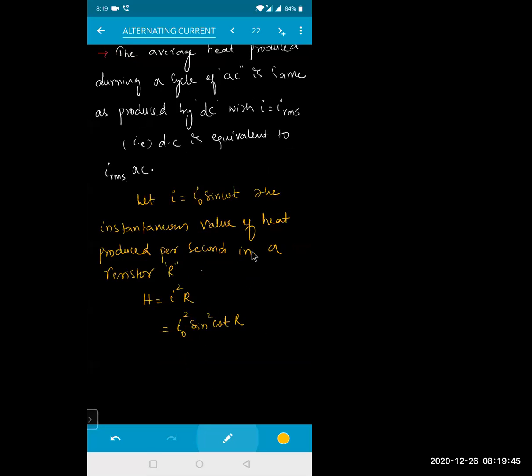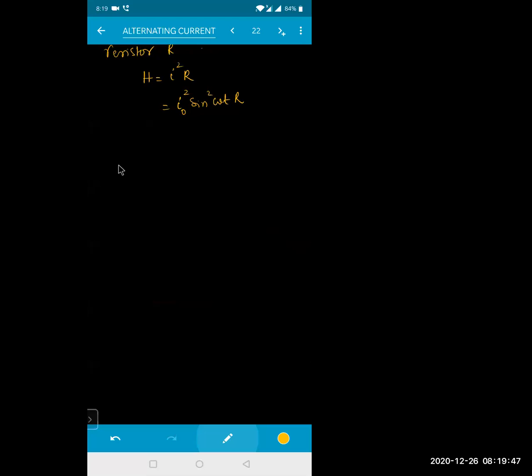So how do we calculate its average value? I already told you how to calculate the value of an average. The average value is always the integral of the heat produced H dt divided by the integral of dt. The limit for one complete cycle is 0 to capital T. So put the H value in here.